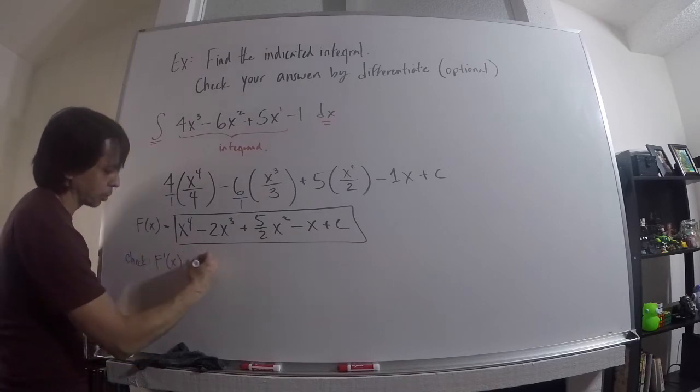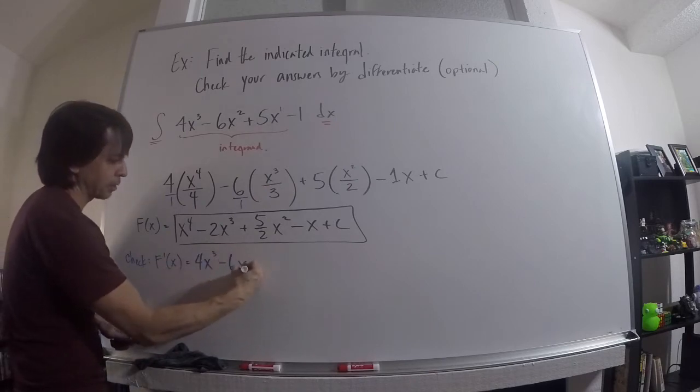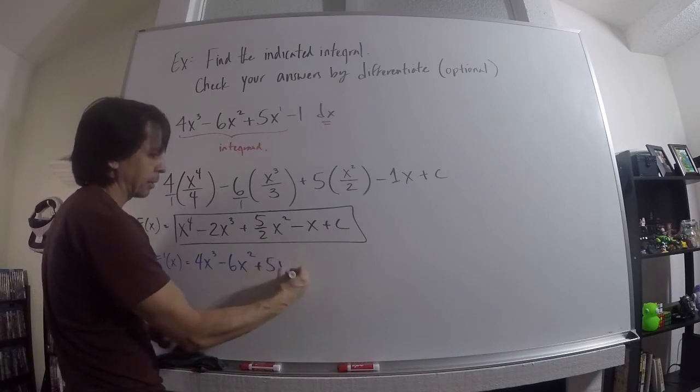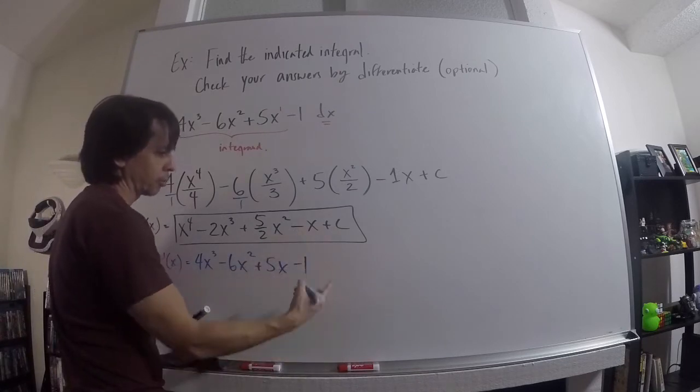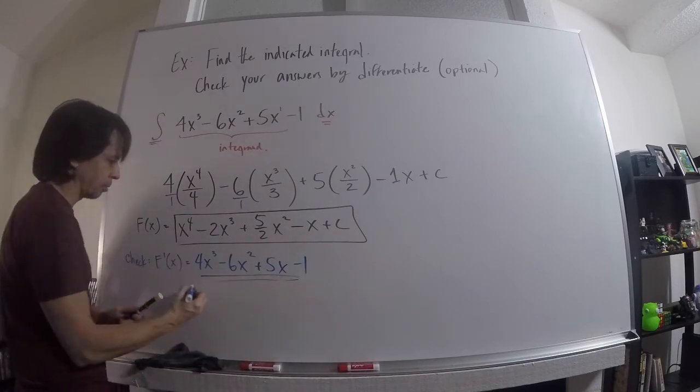I'm going to do my power rule real quickly. 4x cubed, that one I'm going to bring the 3 down. It's going to be minus 6x squared. Bring the 2 down, that cancels with that 2, so I'm going to get 5x minus 1 coefficient. The c becomes 0 because that's just a constant. And that's what I get when I take the derivative of my answer.